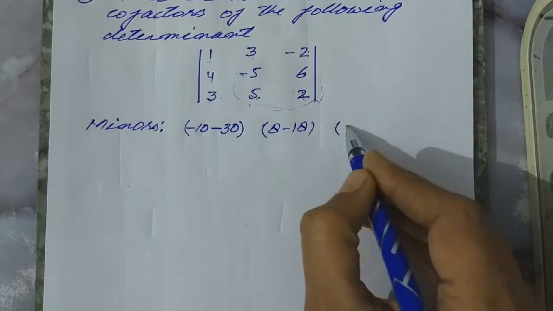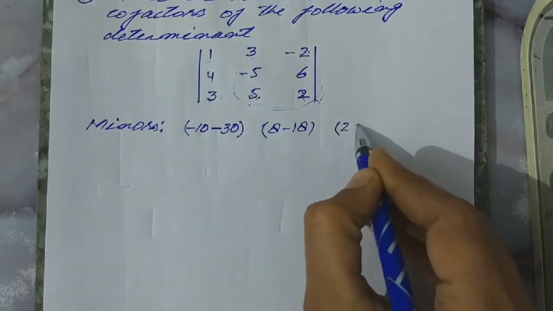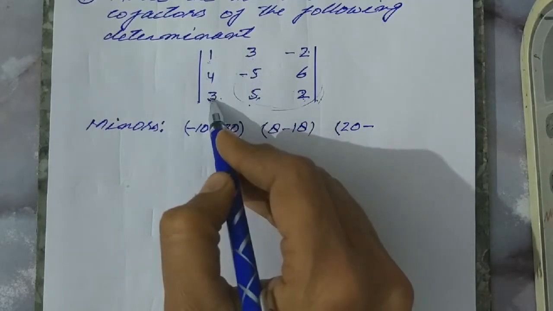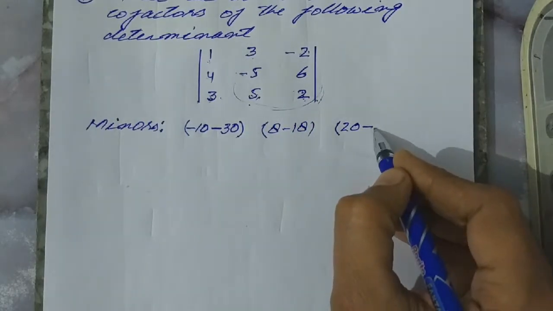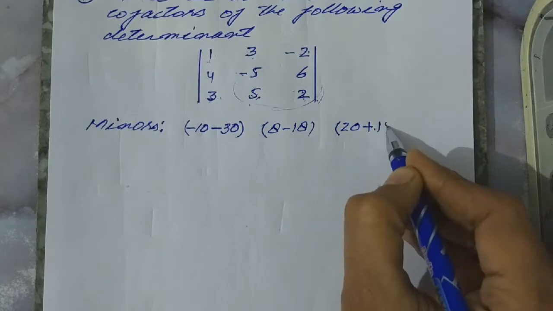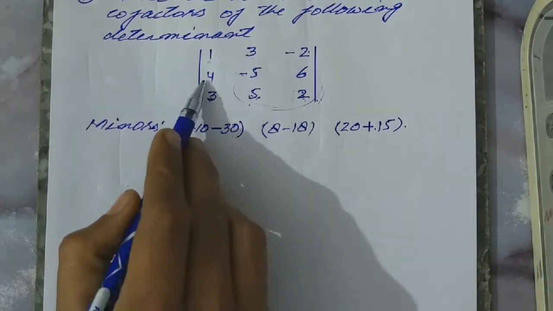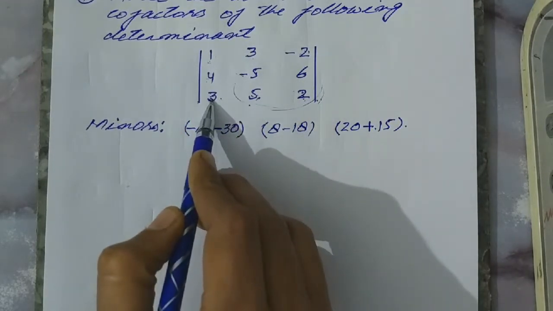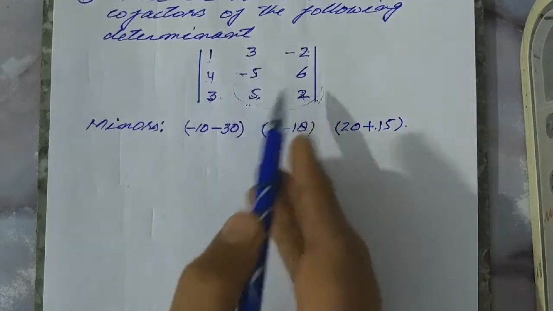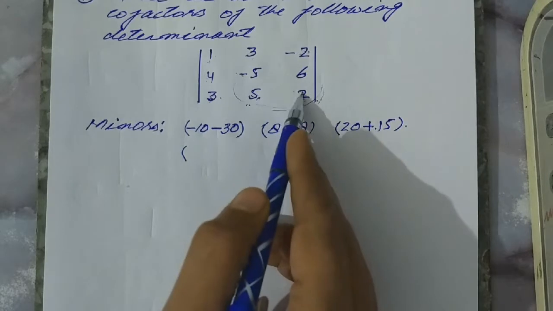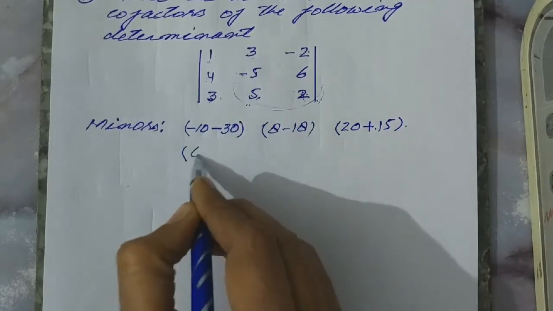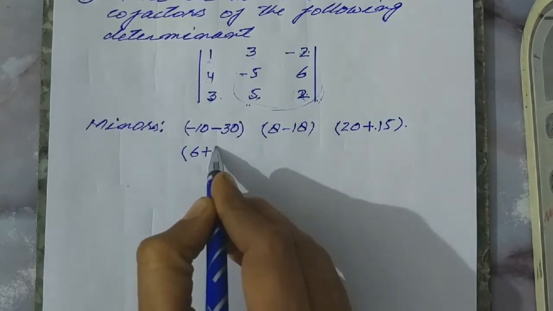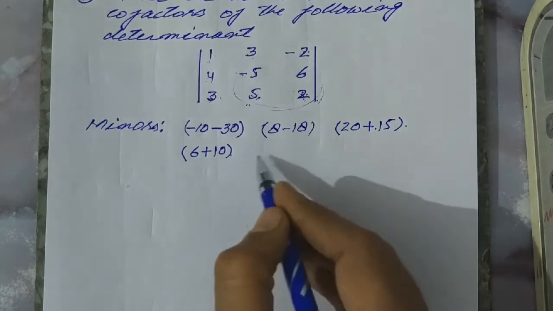elements are left, cross multiplication of 4 and 5 is 20, then we have to put minus for the difference, and then we have to take the product of these 2, minus 5 into plus 3 is minus 15. So if we write minus 15 here, minus and minus becomes plus 15. Now minor of this, this row and this column vanish, and these 4 elements are left, cross multiplication of these 4 in the same way, 3 2s are 6, minus for the difference, and minus 2 into 5 is minus 10, minus and minus becomes plus, so we get 6 plus 10.